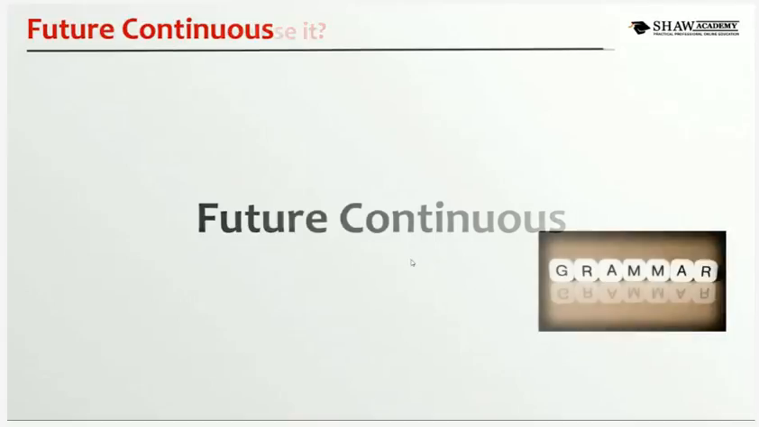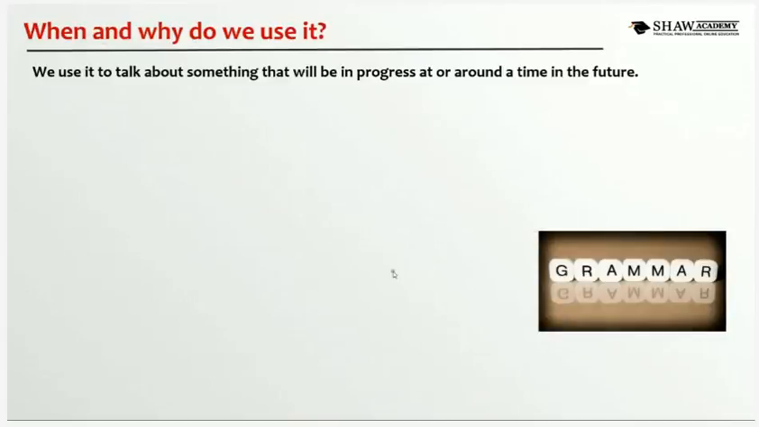Very good. Okay, so basically you use it to talk about something that will be happening or in progress at or around a time in the future. So it's this ing form. Whenever you see the word continuous, think of a wheel turning. So think of this verb continuous, ing verbs. The wheel keeps turning, and so does the ing verb or the action. It keeps happening. It's in progress.